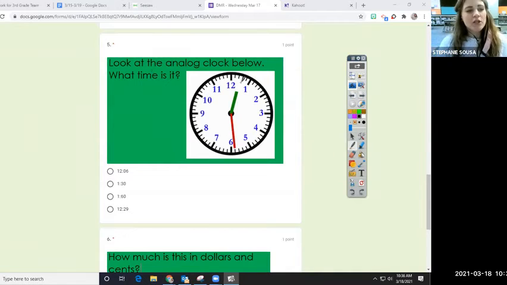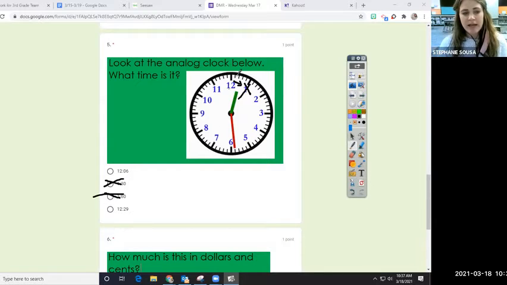All right. Look at the analog clock. What time is it? All right. We got an hour hand. It is past the 12. It is not yet to the 1. So it is 12. So I'm going to get rid of 1:30. I'm definitely getting rid of 1:60. That ain't the time. And I've got 2 left with 12s. I've got 12:06 or 12:29.